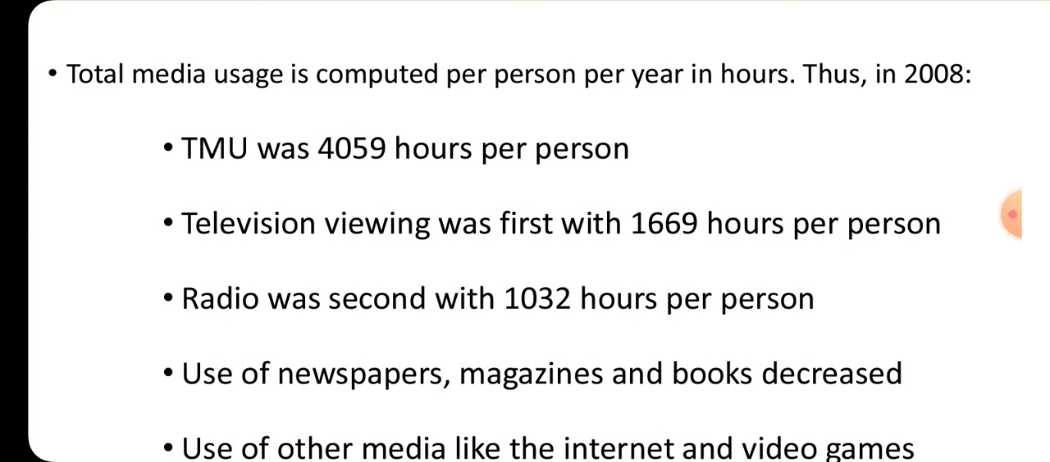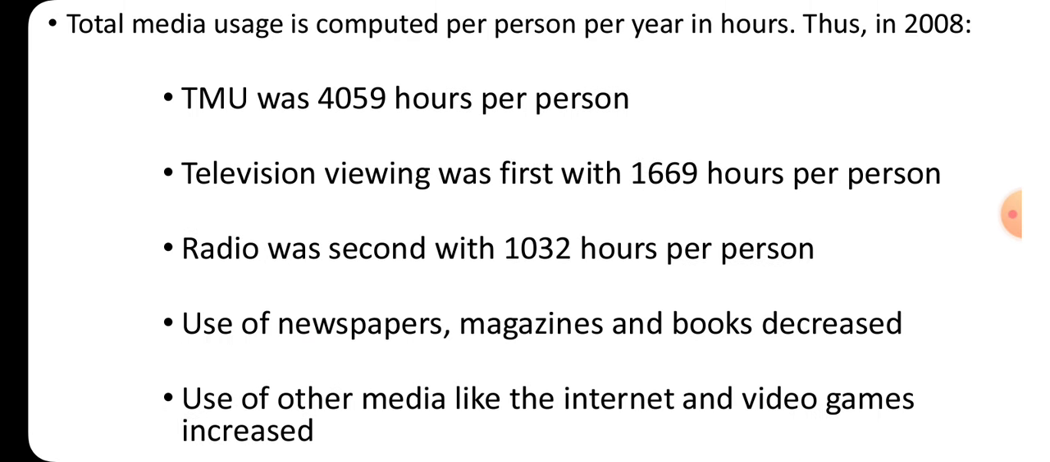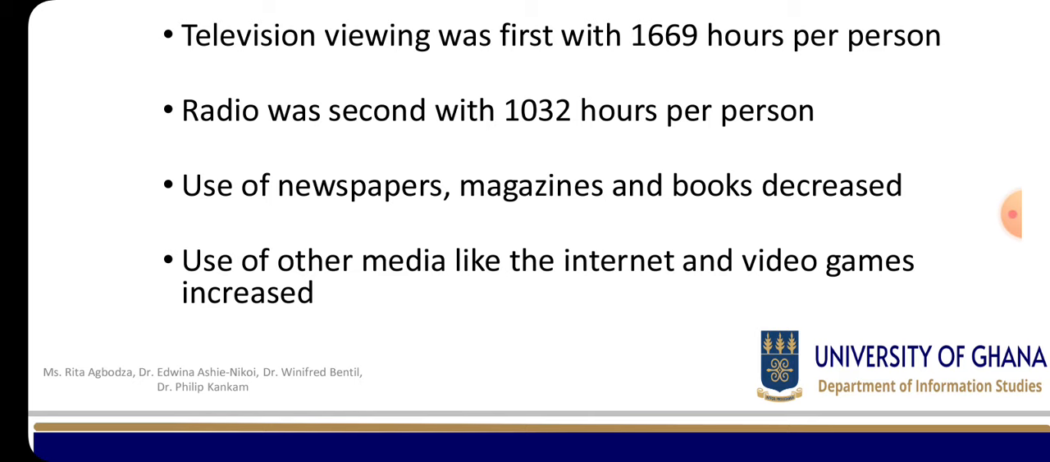Let's now move forward and look at the total media usage. Total media usage is computed per person per year in hours. In the year 2008, the total media usage was 4,059 hours per person. Television viewing was first with 1,669 hours per person, and radio was second with 1,032 hours per person. The usage of newspapers, magazines, and books decreased, while the use of other media like the internet and video games also increased.